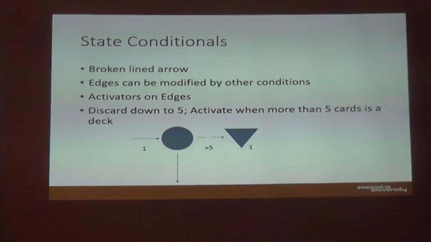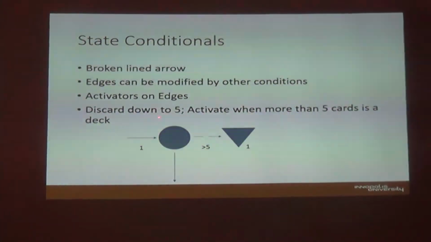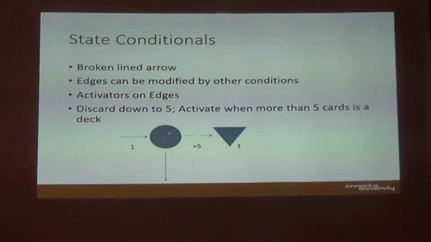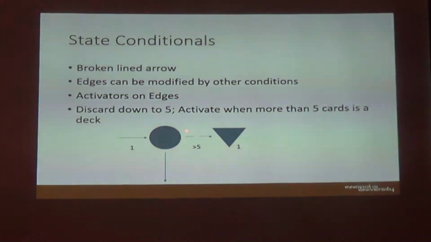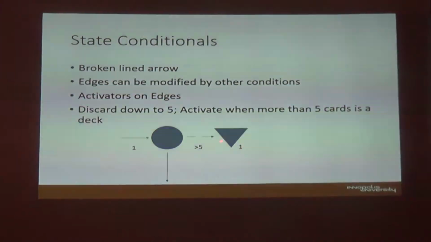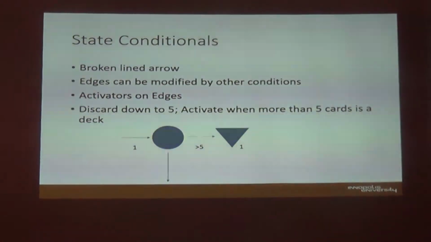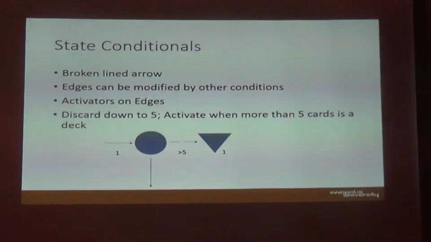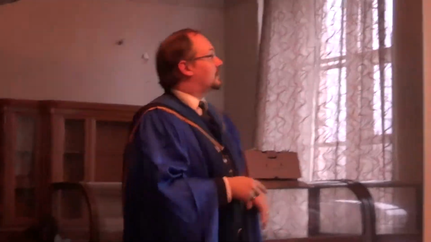Activators on various edges, and this would be, for example, discard down to 5, activate when more than 5 cards are in a deck. So I gain a card, if I have more than 5, then I sink one away, and otherwise I go on. So you can lay out the whole game inside of this, and then look at what is happening in terms of your economies.